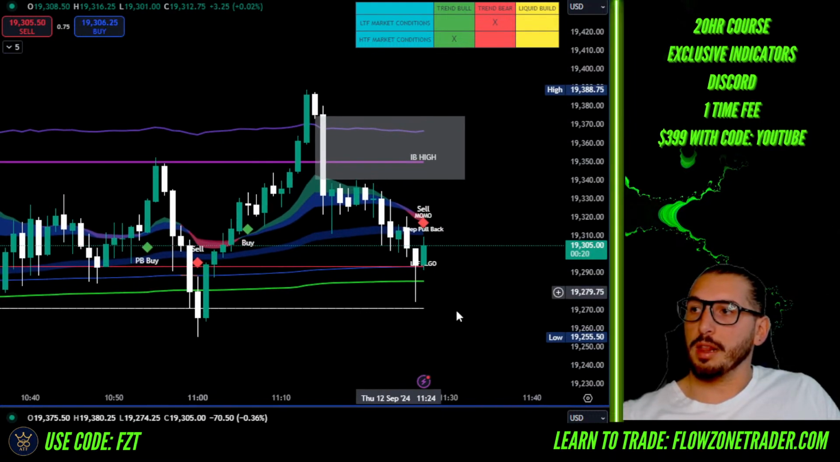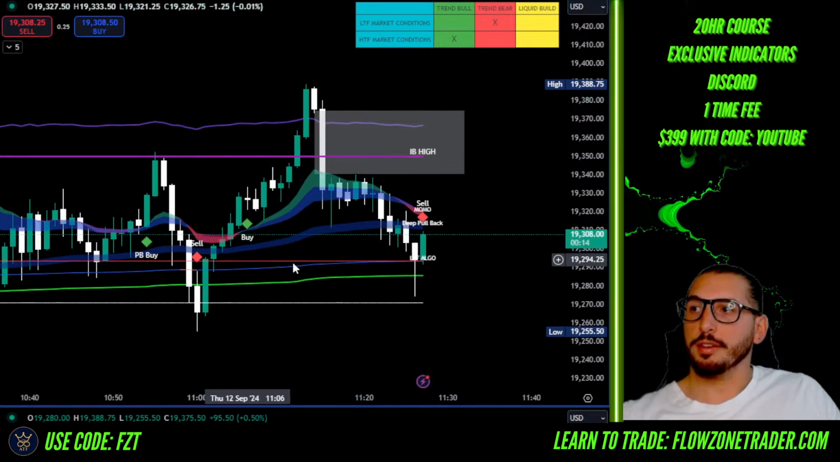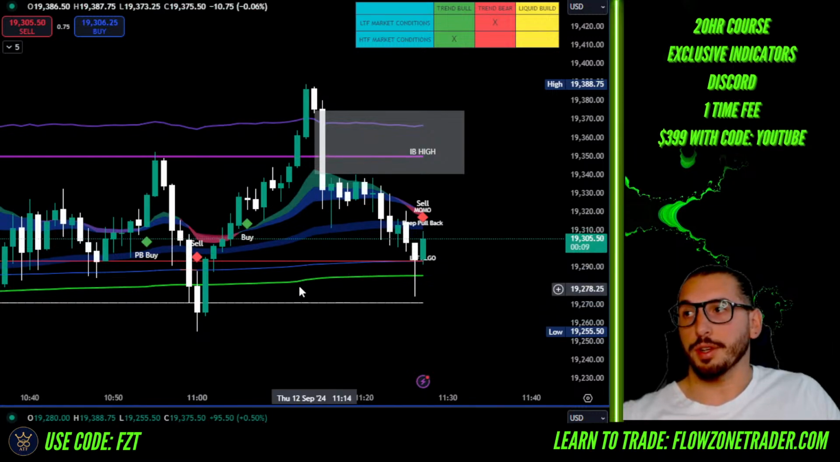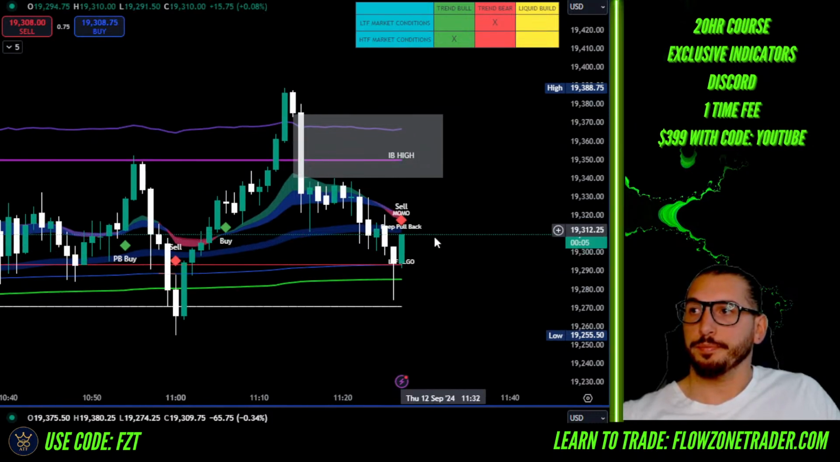This is previous day close here, so this is a daily level. This white dotted line, daily level. Remember, we've said everything's very close. Red dotted line here is previous day high. White dotted line, previous day close. Green line, VWAP. These are the momentum clouds.